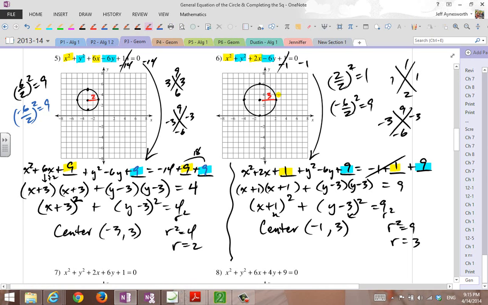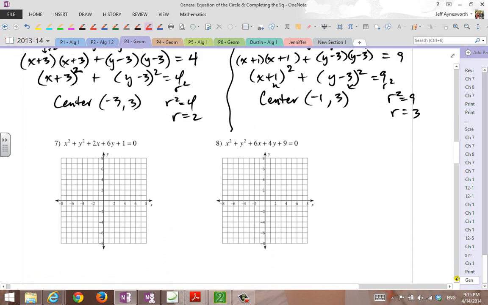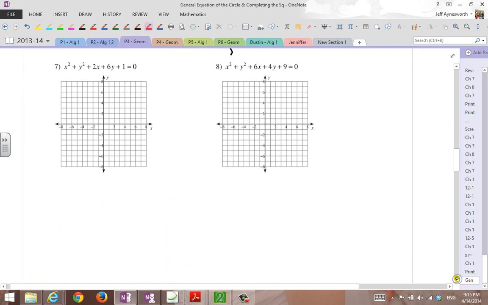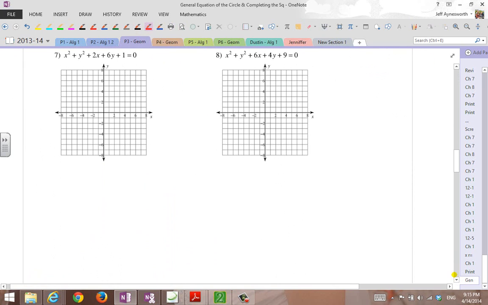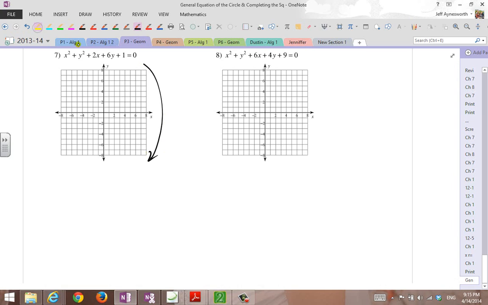Almost done here. Let's try 2 more, and then we'll be done, just to give you plenty of experience. Pause the video and try number 7. All right, let's check work. We're going to group up x squared and 2x. We're going to group up the y squared and the 6y.